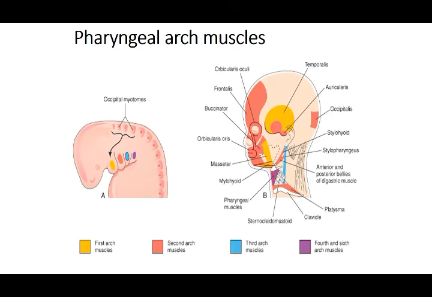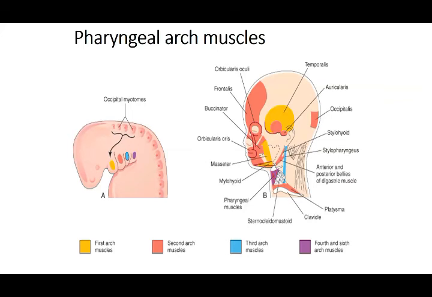So all this, if you see these yellow muscles, that was the muscles of mastication: masseter, temporalis, medial and lateral pterygoids. All these are originating from the first arch. Then the second one, we said muscles of facial expression. All the muscles of facial expression, you can see, that is the second arch.